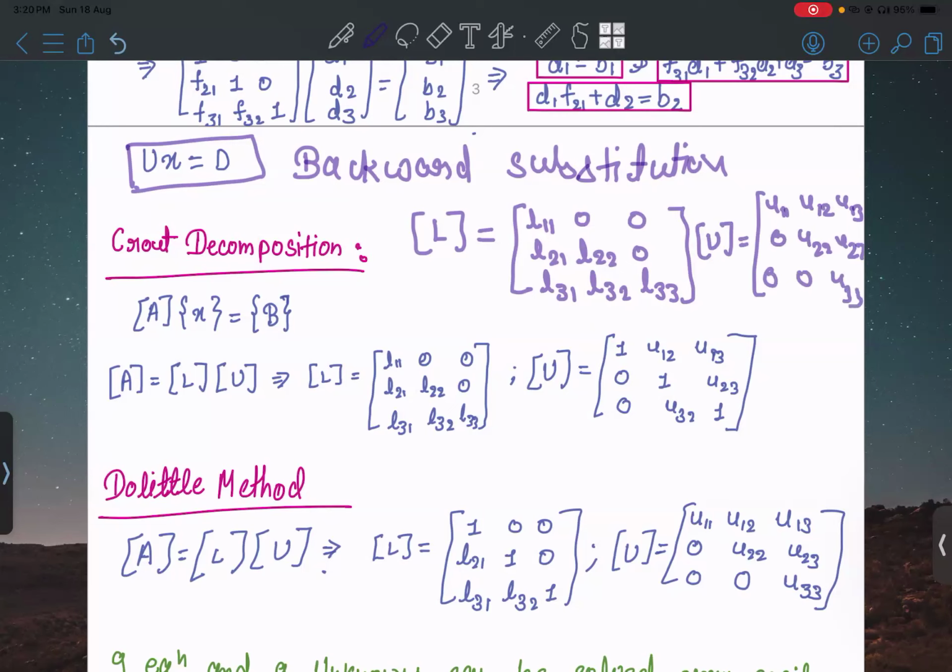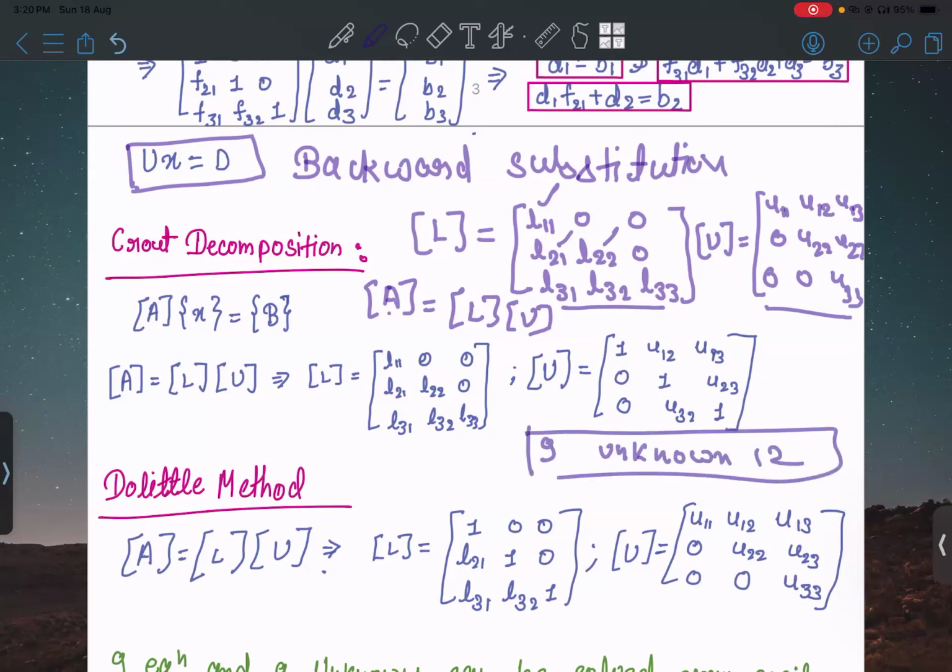So if you multiply this, then A will be equal to L multiplied by U. This will be my A. So here, what are the unknowns? This is one unknown, this is unknown, this is unknown. So 6 unknowns from L and 6 unknowns from U. And how many elements do we have in A? 9 elements. So how many equations do we have? We have 9 equations. But how many unknowns? We have 12. So this cannot be solved.